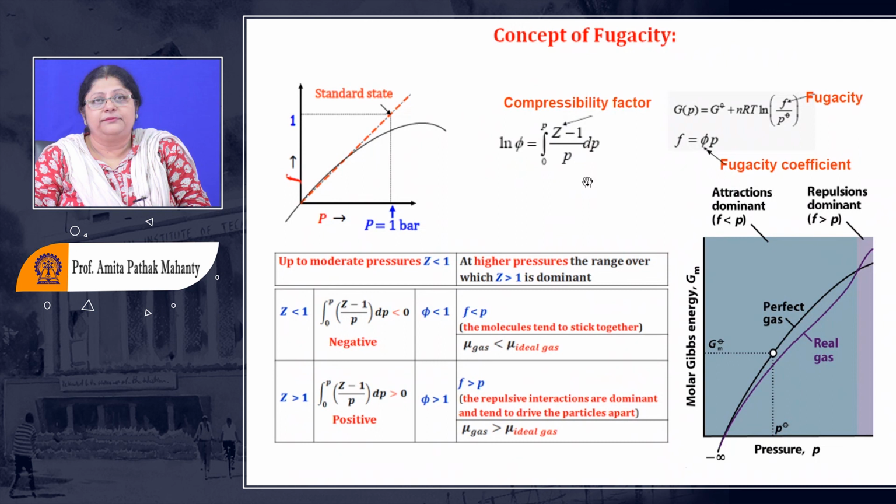Okay. So if you look at this graph, fugacity will be equal to pressure as we come to the standard state, but the deviations start setting in at higher pressure.